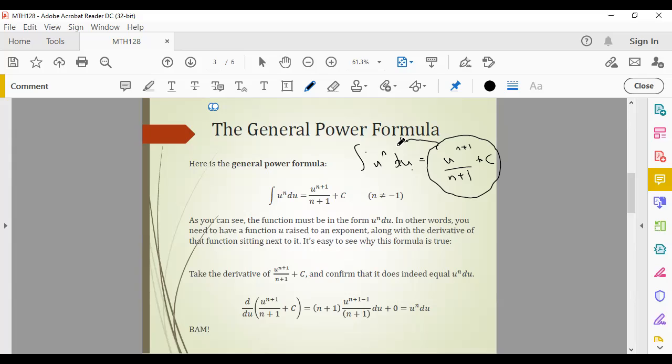So in this case, let's take the derivative of this and see if we end up with u to the n du. And if we do, then it's a valid formula and we're good to go. But let's do this on a whiteboard. And this part right here is just a bit of an extra thing. It's just checking to make sure that everything's working. And then we'll look at some actual examples.